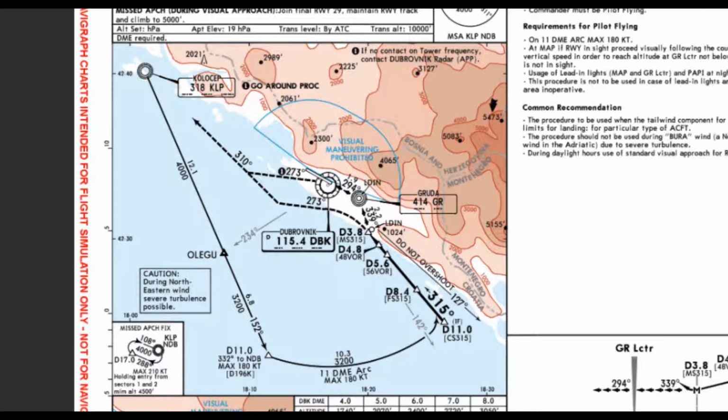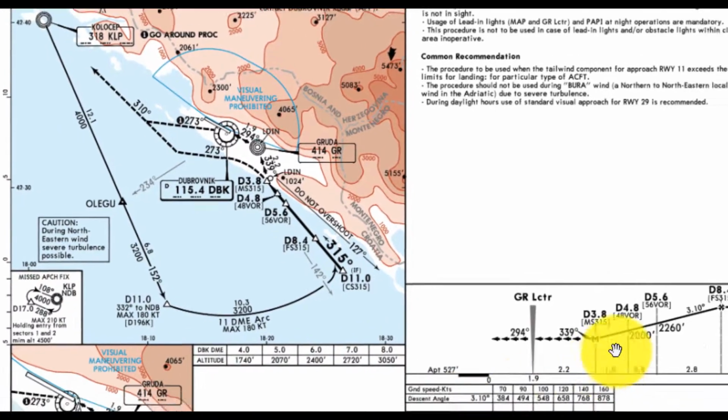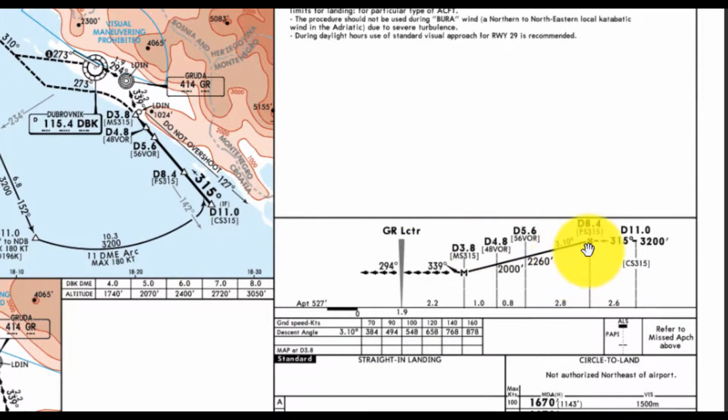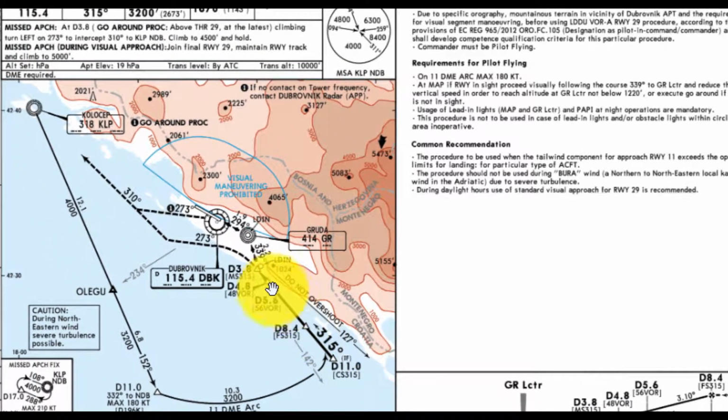At that point we will not rely on VNAV to get us down to the correct altitude. We will do that using the autopilot. And then at DME 3.8 we have to have the runway visual, otherwise we need to fly this missed approach. As long as we've got the runway in view, we can turn right on 339 and then 294 to land on the runway.